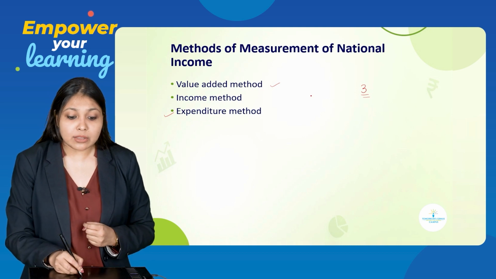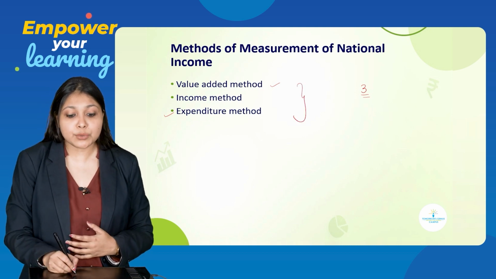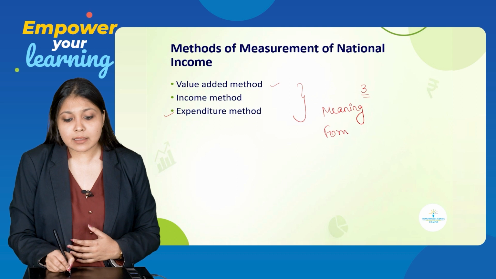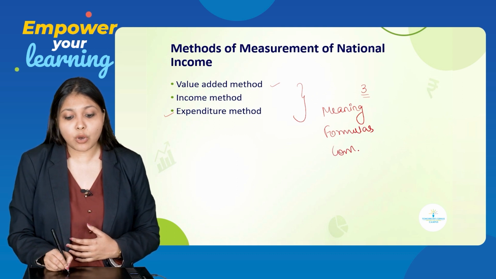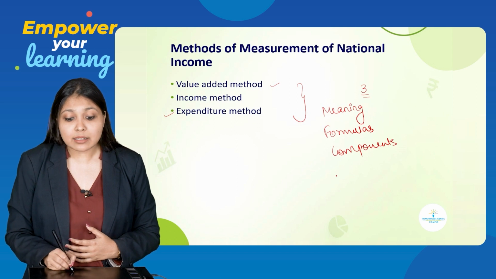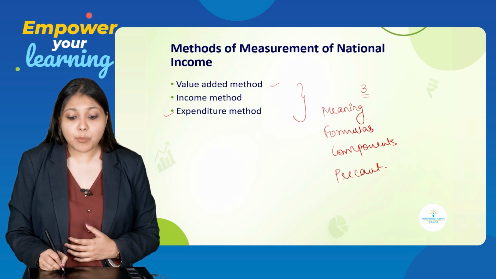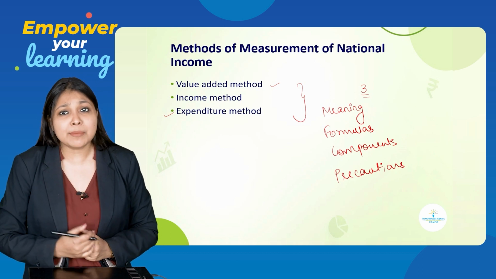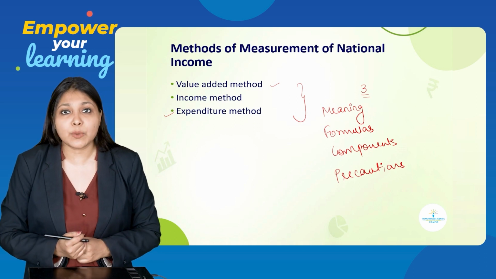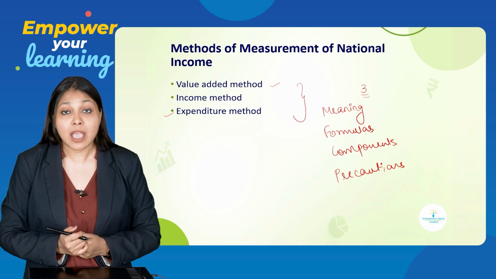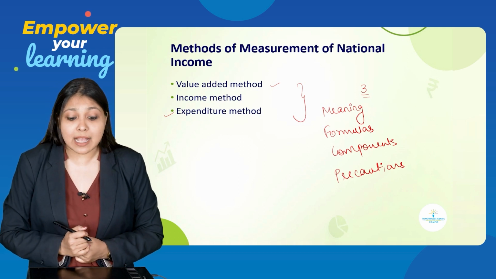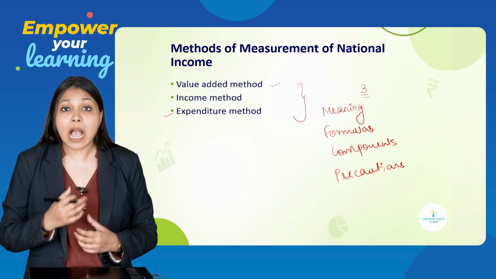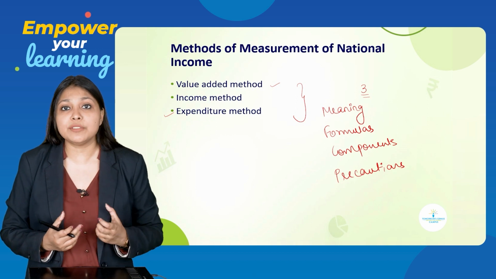All the 3 methods are equally important. You are going to see the meaning of these methods, formulas. Somewhere you will also see the components and precautions. These are the important things to know for each and every method. In the upcoming videos, we will also be solving a few numerical questions based on all of these 3 methods. But for now, in this video, we are going to discuss how you can measure national income using all of these 3 methods.